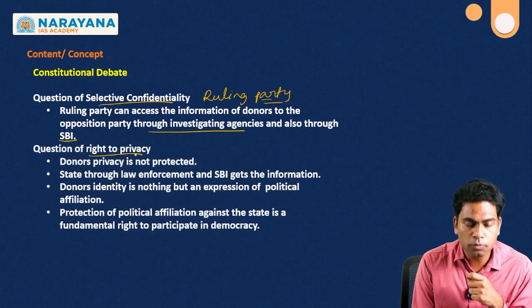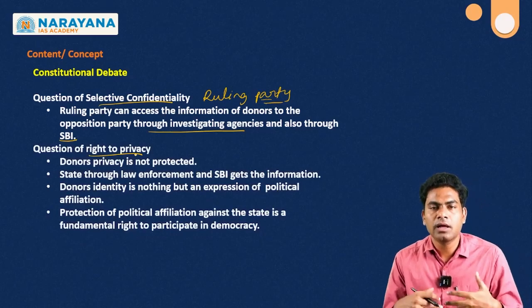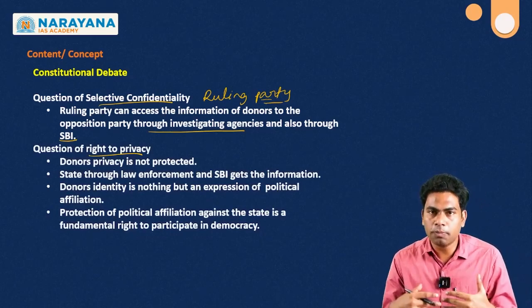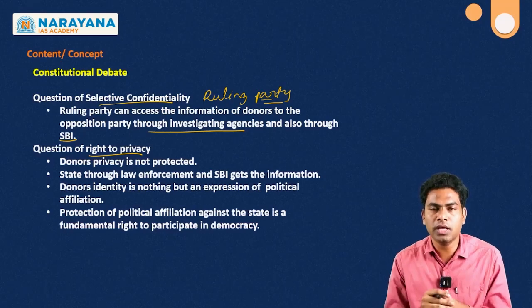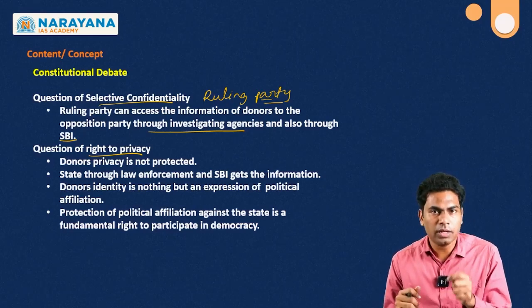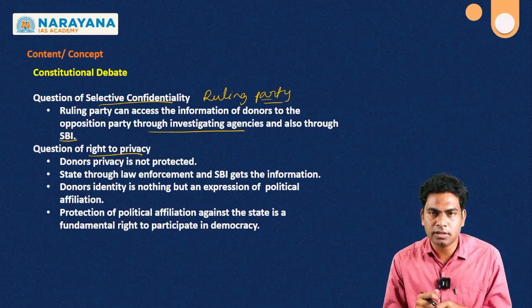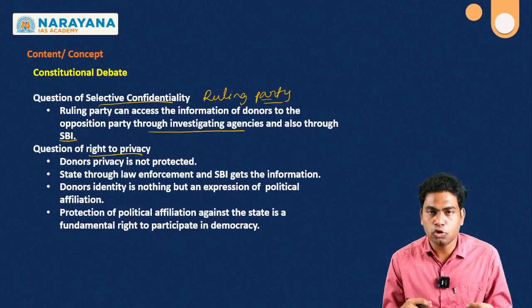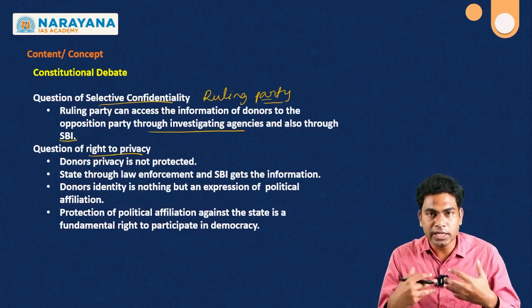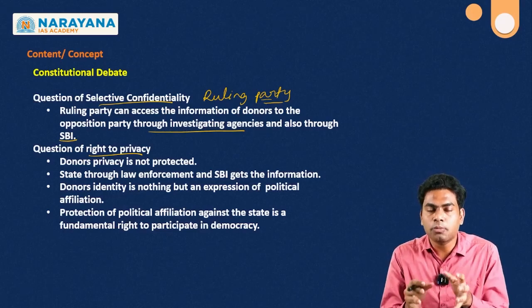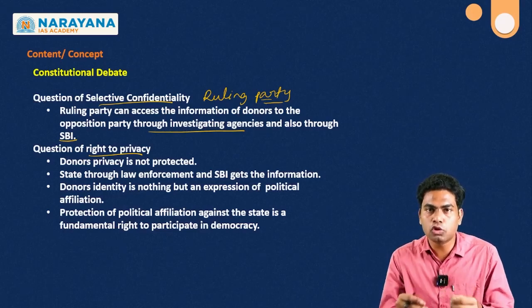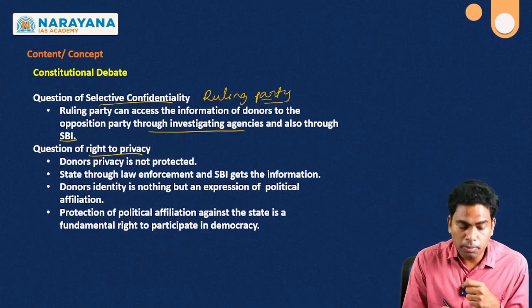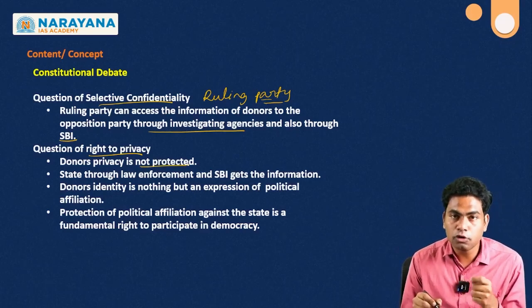Next is the question of the right to privacy. That is, our opinions are our own private matter. We don't want them to be disclosed to the public. Why? Because freedom of expression is also political in nature. Our political opinions are what matters here. Because if we express our opinions, there is a possibility of witch hunting. A particular political party might not like us, so it might target us. So that is why certain individuals like to see that their political opinions are private in nature rather than disclosed in public. The problem is that donors' privacy is not protected, as we have already seen.